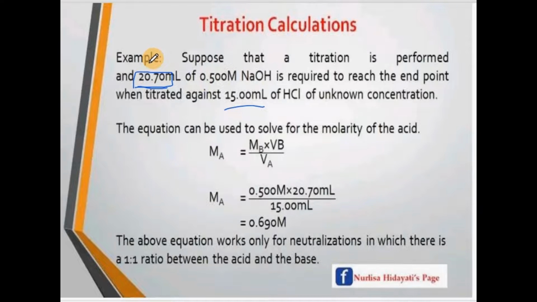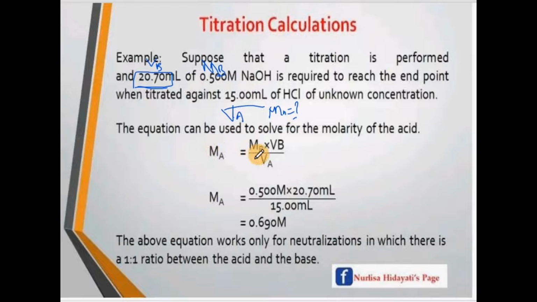So this one is the VB, which is the volume of the base. Then 0.5 is the MB, which is the molarity of the base. Now this 15 is the VA, which is the volume of the acid. But the MA, which is the molarity of the acid, is what we are looking for, and that one is unknown. So we are going to just have this expression.